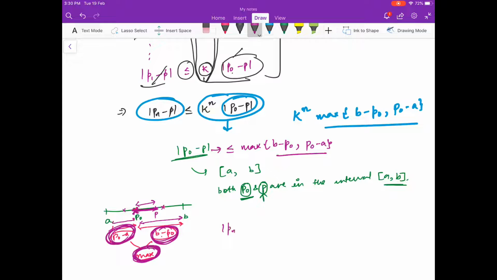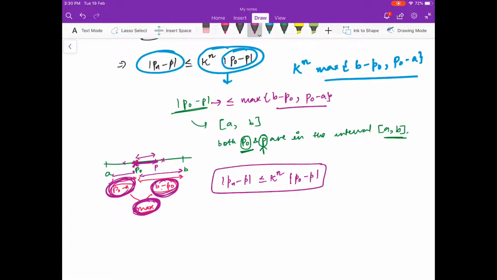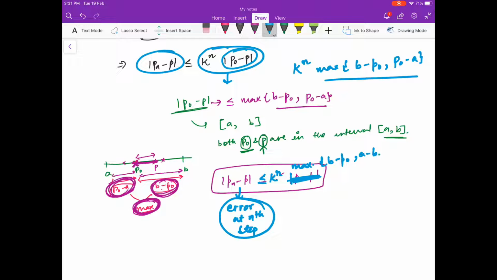So we have proved that |Pn − P| ≤ K^n |P0 − P|. So this is the first relation which tells you that error at nth step in case of a fixed point iteration method is less than or equal to K^n, and here you have to write maximum of (B − P0, P0 − A).